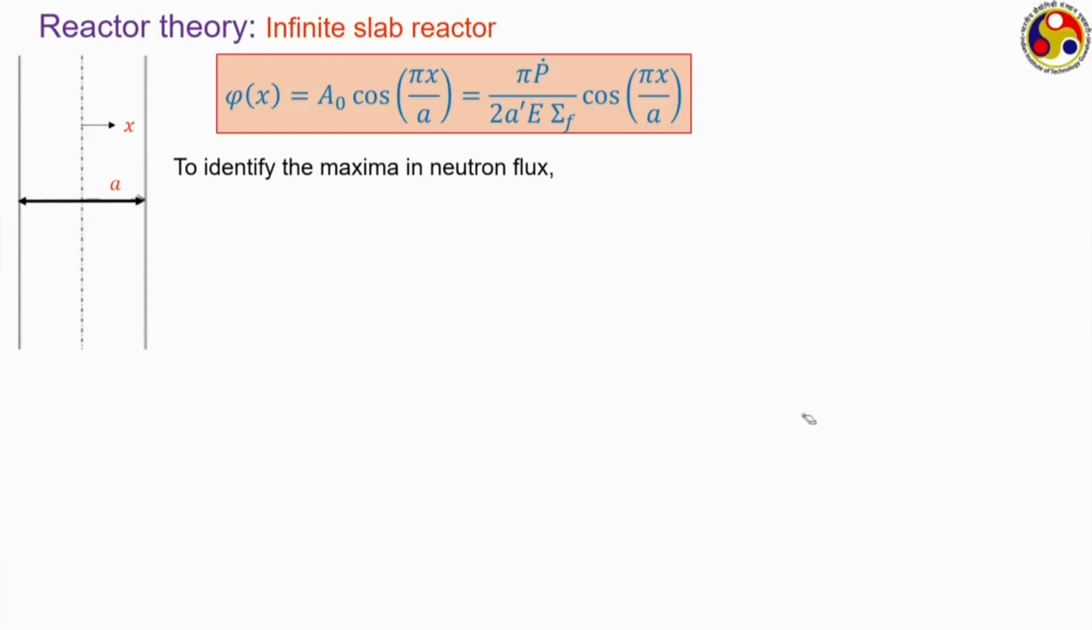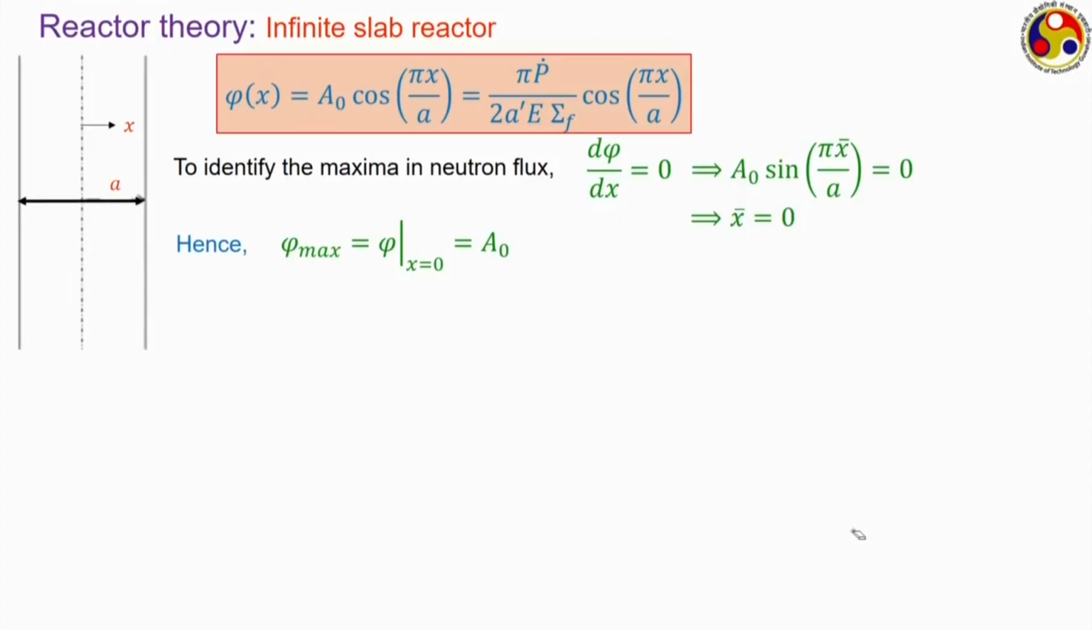This of course is a cosine distribution, and hence we can expect it to vary along the length of this slab reactor, and to identify the maxima is quite a straightforward procedure. We have to get d phi dx and equate that to 0, and then we get this particular form, and finally get x bar equal to 0, where x bar represents the location of the maxima. So, we can clearly see that the maximum in this neutron flux is located at the center line itself.